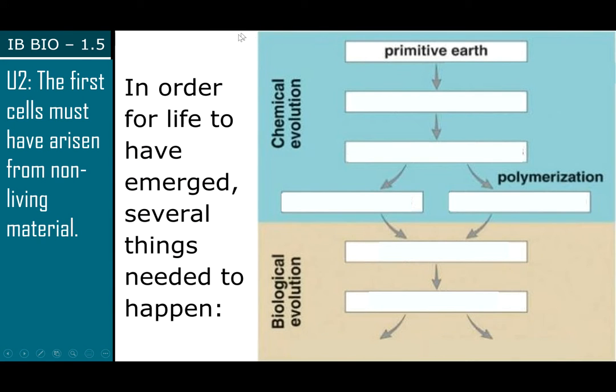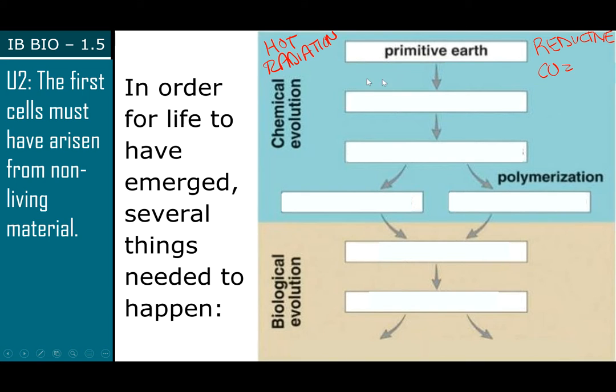In order to follow that path, in order for life to have emerged, there are a bunch of different things that needed to happen. So this is understanding 2 still. The first cells must have arisen from non-living material. So here we have primitive Earth, right? We've got really warm temperatures. It's hot. We've got lots of radiation from the sun. The ozone layer hasn't really formed yet. We've got a reducing atmosphere. Right? We have lots of CO2. We don't have a lot of oxygen though.